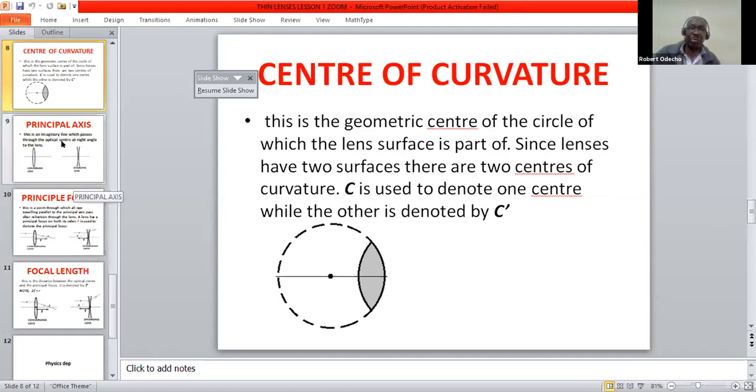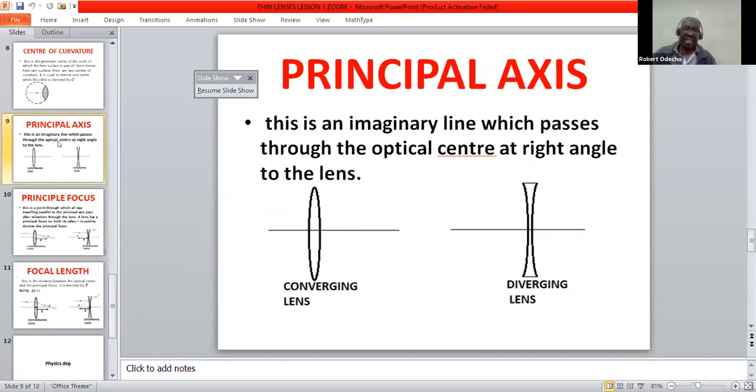Number three, we are looking at the property principal axis. This is an imaginary line which passes through the optical center at right angles to the lens. So I want you to get the idea of right angle to the lens. Where does it come from? Let us look at this lens. I hope you remember my example. Put an orange on the table, chop one end. Then come and chop the left. So I have two pieces, a chopped piece on the right, and then a chopped piece from the left side. When you bring those two pieces together, you tend to have the idea of a line, okay? So there is a line.